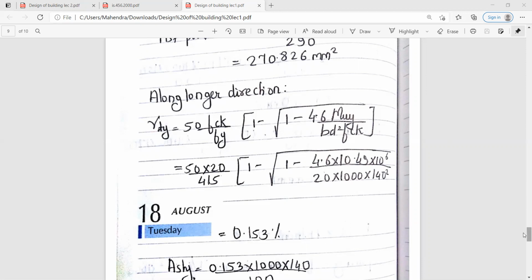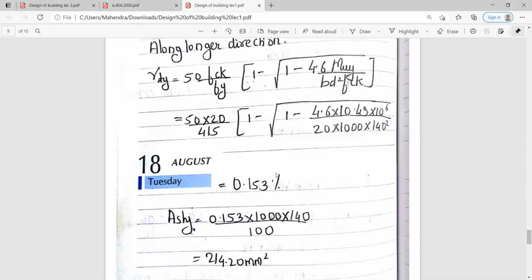So first of all, you need to calculate the percentage, that is gamma Ty. For calculation of gamma Ty, you have the formula: 50 into FCK by Fy, in bracket 1 minus under root of 1 minus 4.6 Mu upon BD square FCK. As we are calculating for percentage, you need to multiply here by 50. So substitute all the values.